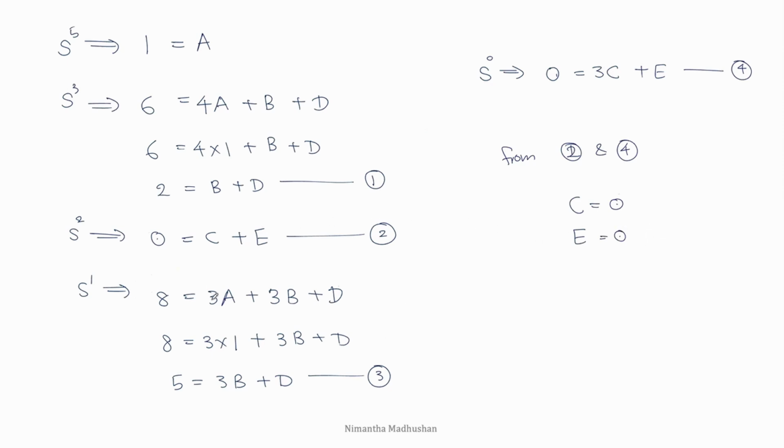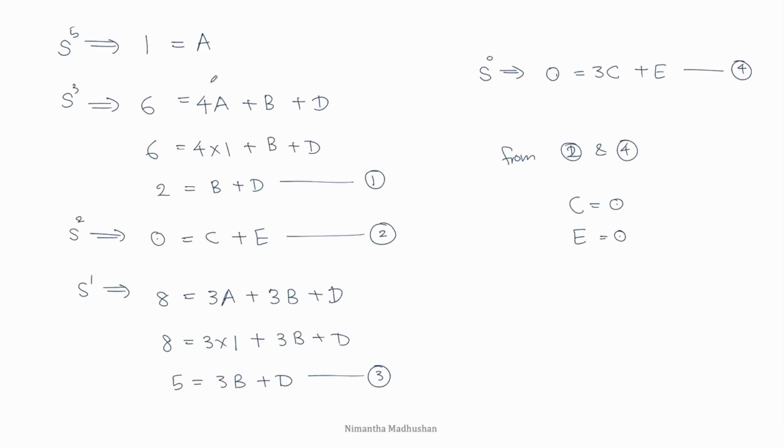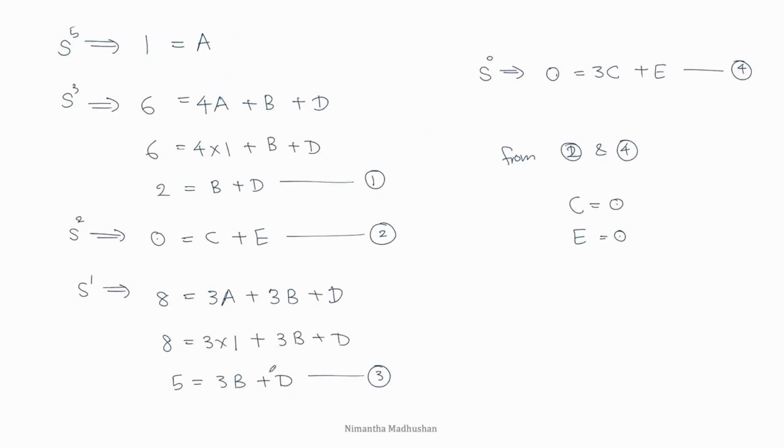And then we have to find the value for B and D. From equation 1, 2 is equal to B plus D. From this one, we can derive the equation for D: D is equal to 2 minus B. And now we can assign this D value to this equation.